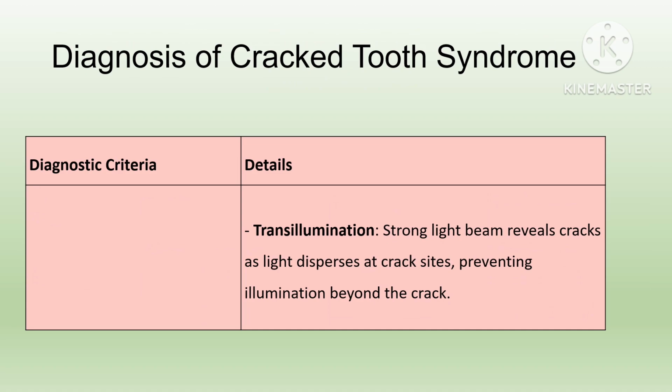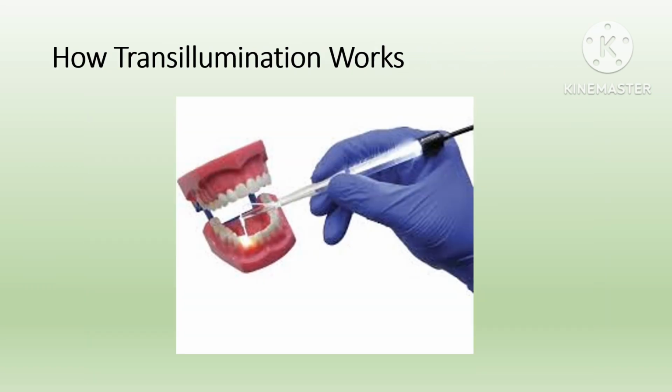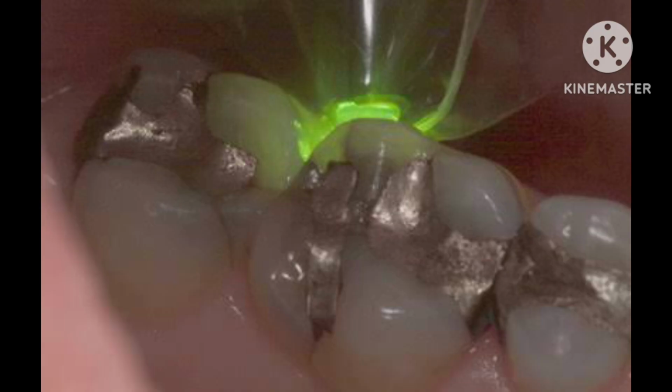Apart from the dye test or bite test, another diagnostic method for cracked tooth syndrome is transillumination. Transillumination, a technique, uses light to detect the cracks in the teeth. It uses a high intensity light source like fiber optic light, which is directed onto the tooth, and light passes through the tooth structure, illuminating it from one side.